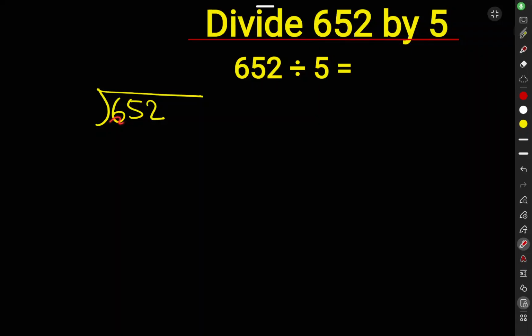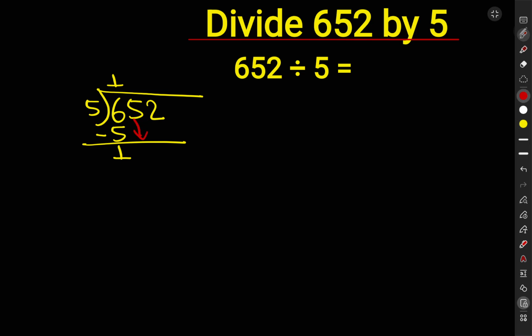If we divide 652 by 5 in a long division method, 5 times 1 is 5. On subtracting we get 1.